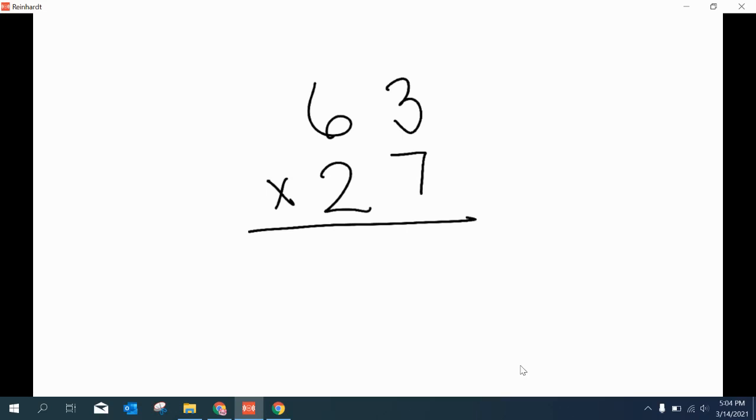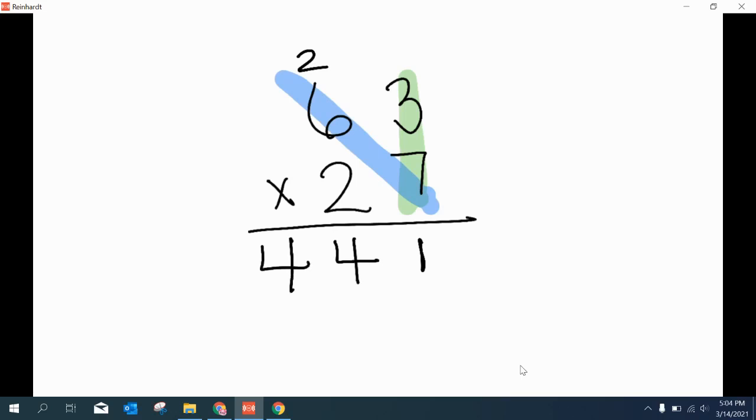Let's do this together. I'm going to start with the digit in the ones place, the bottom digit in the ones place, and I multiply it by the digit above it. That is 3 times 7. 3 times 7 is 21. I put my 1 directly below it, carry my 2. Now I'm going to keep working with that 7 because it hasn't multiplied by both numbers, and it's going to go across. 6 times 7 is 42. I've carried 2 over. That makes 44. So I'm going to put these numbers next to it, 44.